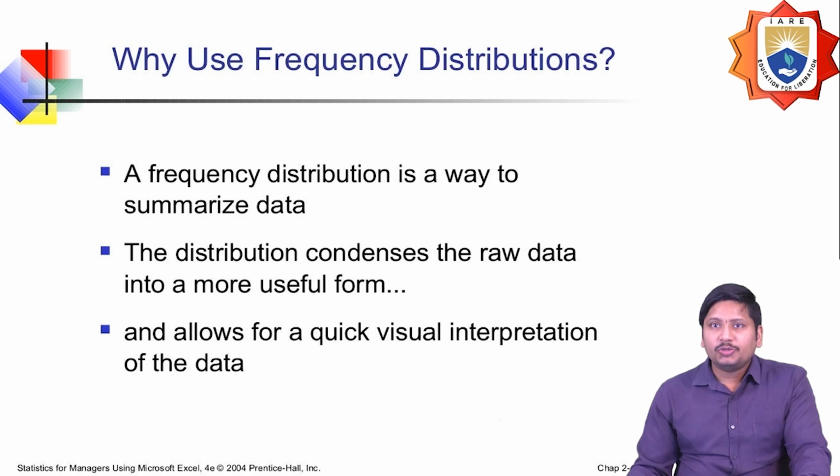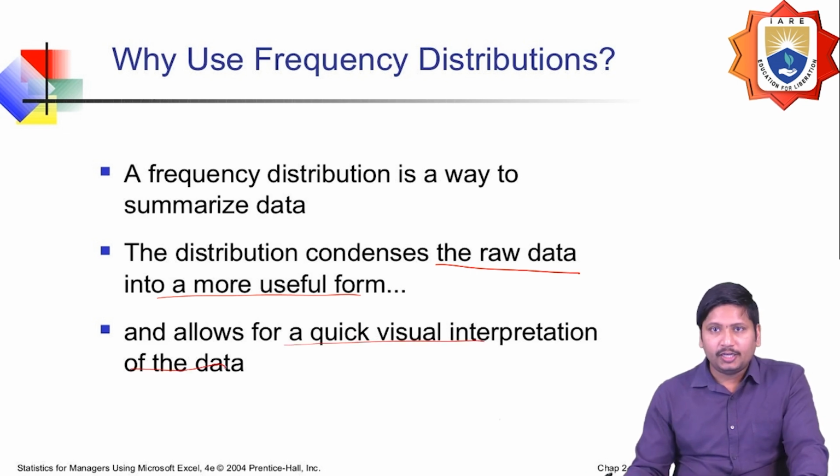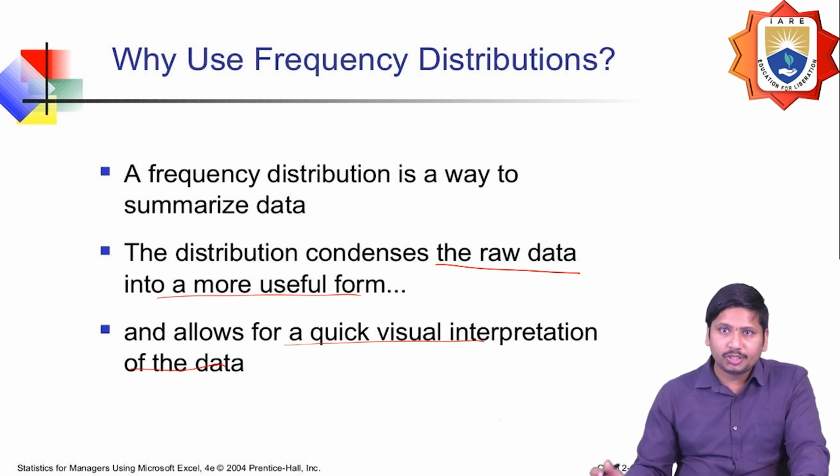So the frequency distribution is the way to summarize the data, and this distribution condenses the raw data into a more useful form, and it also allows for a quick visual representation and interpretation of the data here.